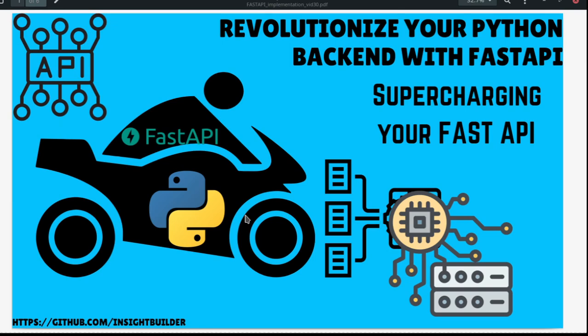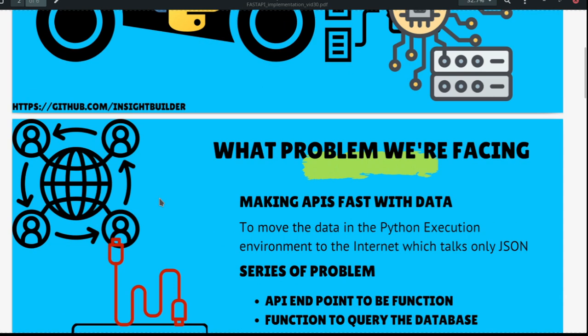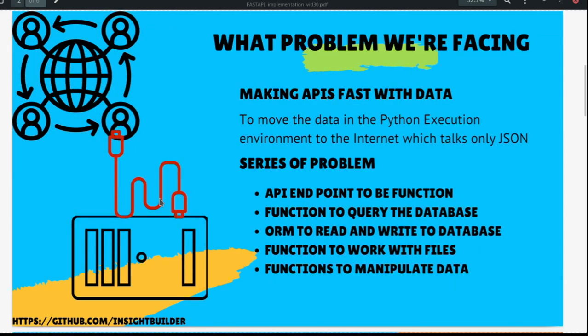Revolutionize your Python backend with FastAPI. Supercharge your FastAPI. What's the problem you're facing? Making APIs fast with the data. We want to move the data in the Python execution environment to the internet. However, the internet speaks JSON. The browser, the JavaScript servers, the JavaScript frontend, everything speaks JSON. We have to give what the internet asks for. How are we going to do that?